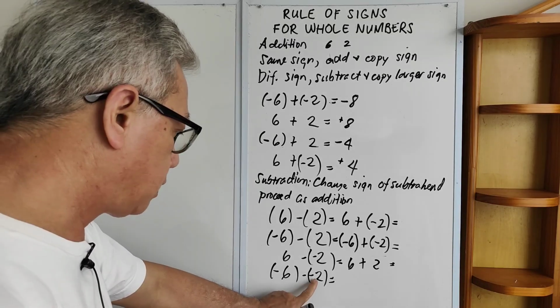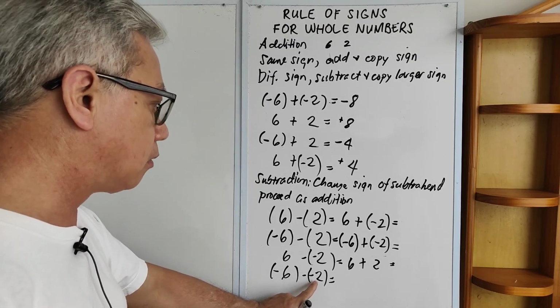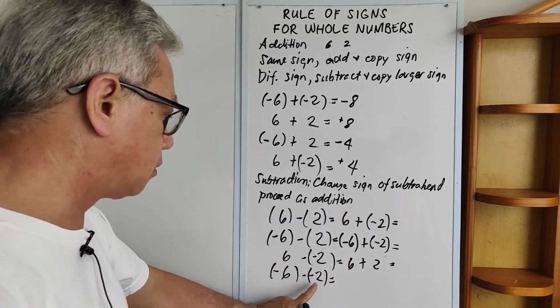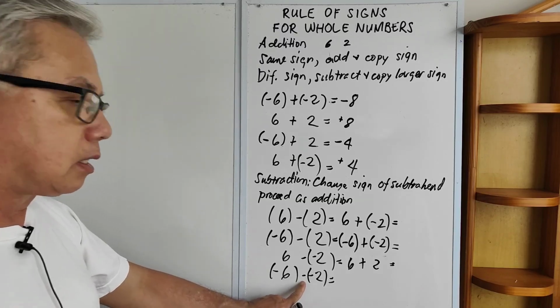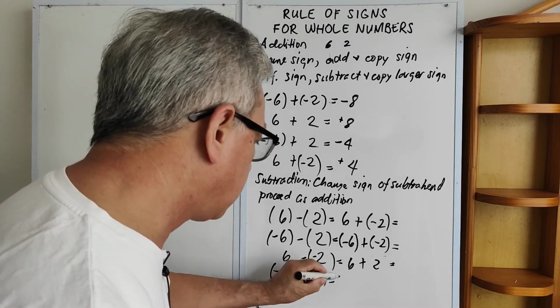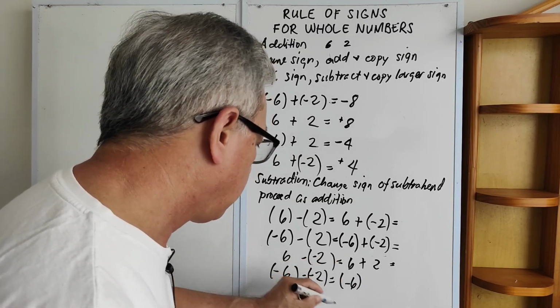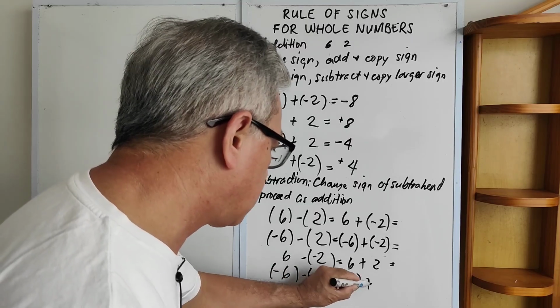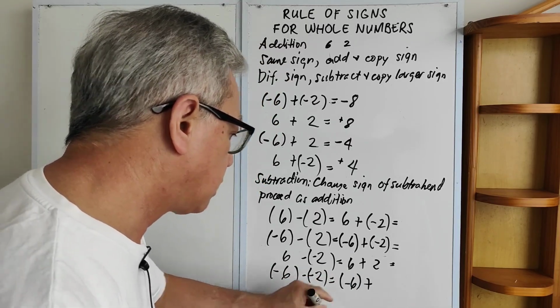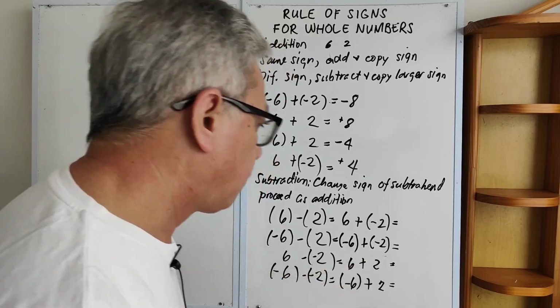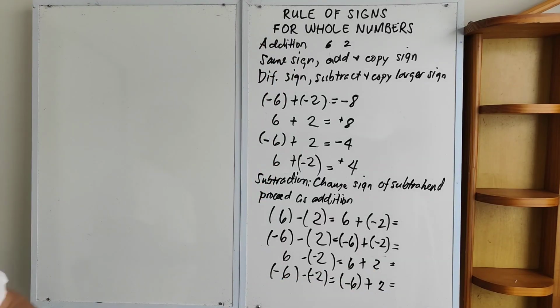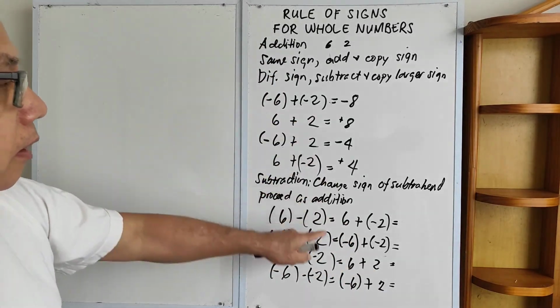In here, this is negative. We'll change it into positive because of the sign of the subtrahend. And then we'll make this into addition. So this will become negative 6, plus, and this will become positive 2. Then this is now addition.